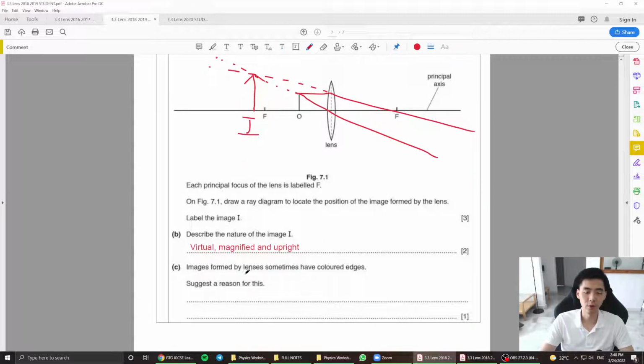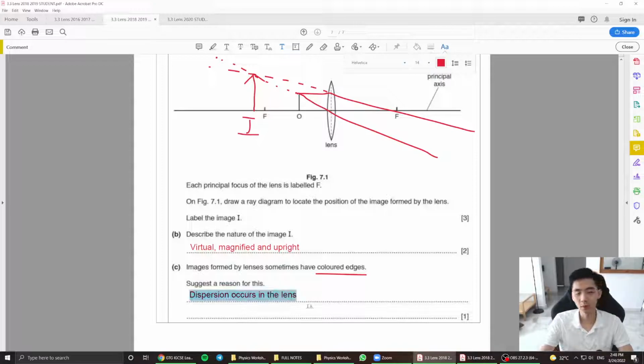Finally, images formed by a lens sometimes have colored edges. Suggest a reason for this. The only reason you could have colored edges is because dispersion is occurring, right? White light that shines into the lens somehow goes through some form of dispersion and you get different colored edges. So all you need to write here is basically dispersion occurs in the lens. Okay, dispersion occurs in the lens here.